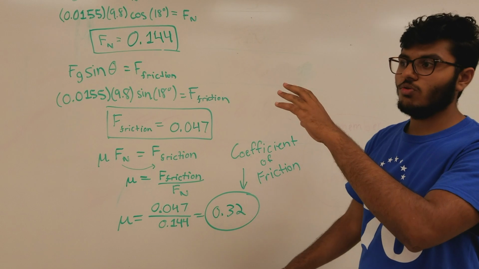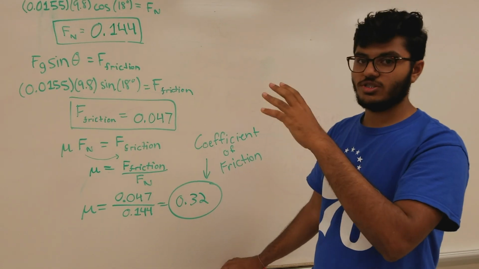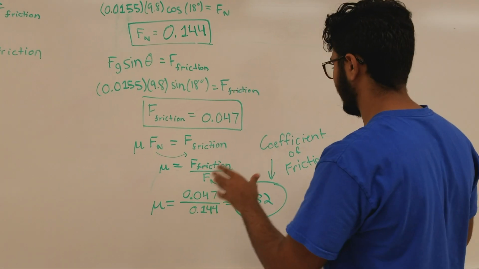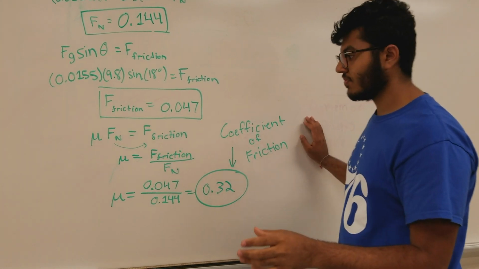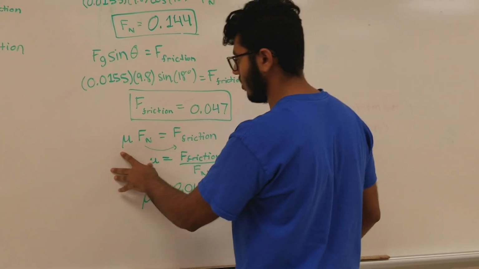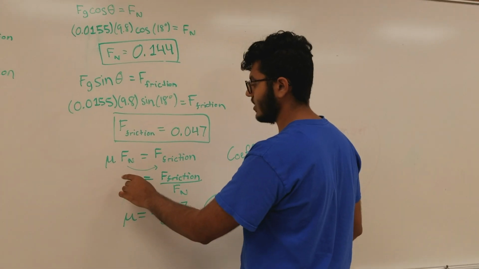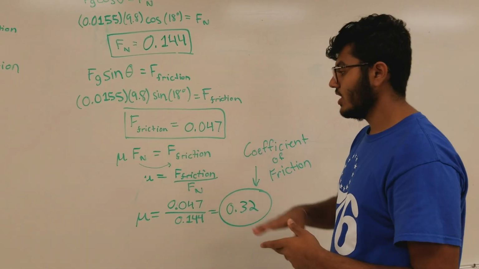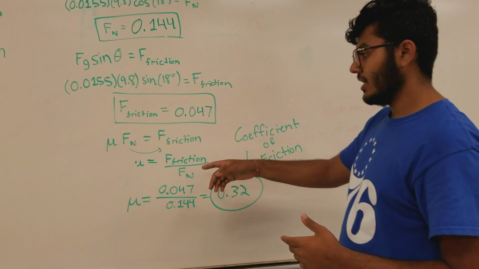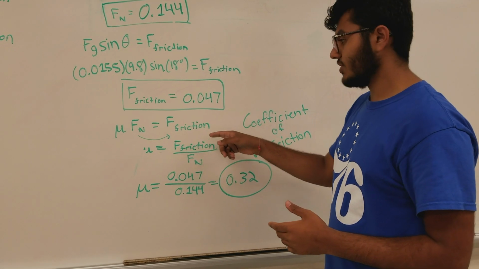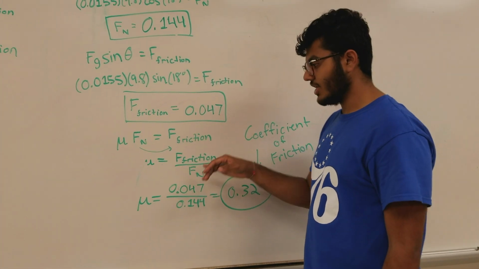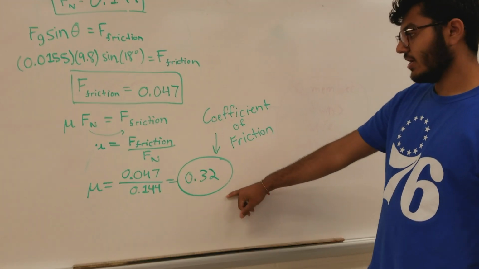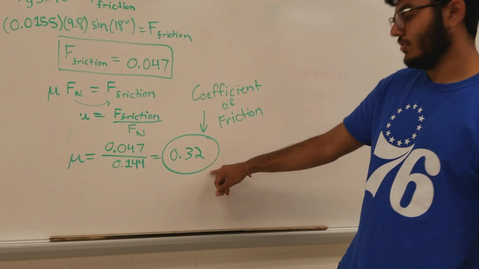With these two forces determined, now we can use the last formula from before to solve for the coefficient of friction. The coefficient of friction times the normal force will give you the force of friction. So if you bring the normal force over to the other side, the coefficient of friction equals the force of friction divided by the normal force. Once you plug in the numbers, you get a coefficient of friction of 0.32.